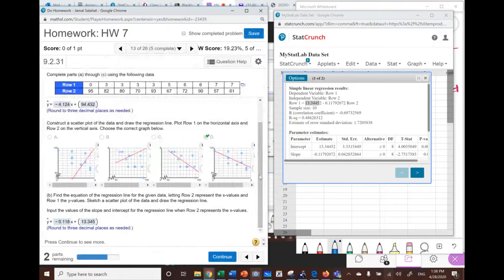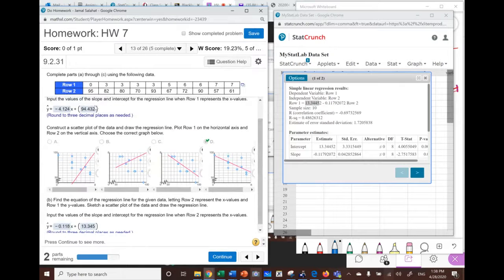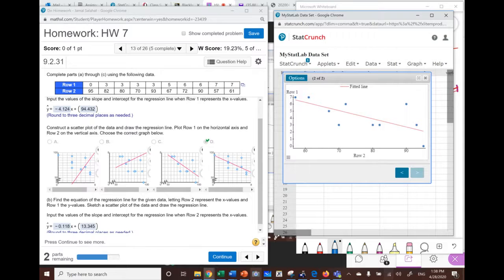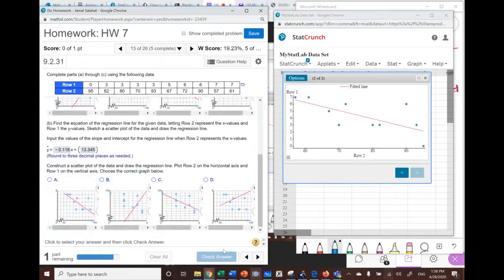Again, one thing I want you to notice, here's the equation, and here's another equation. By flipping the rows, we change the equation. R did not change, but the equation changed. Let's look at the graph, because I'm sure they ask us to show the graph next. Notice that the graph will change also, because in the first one, we put row 1 in here, and this is row 2. Now it is the opposite. We replace row 2 with row 1 and row 1 with row 2.